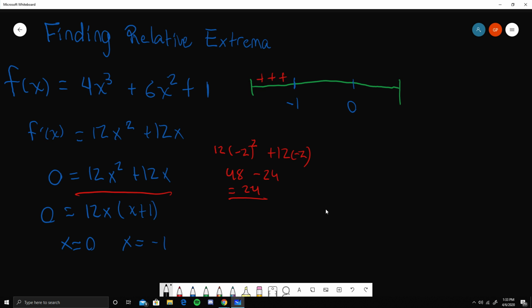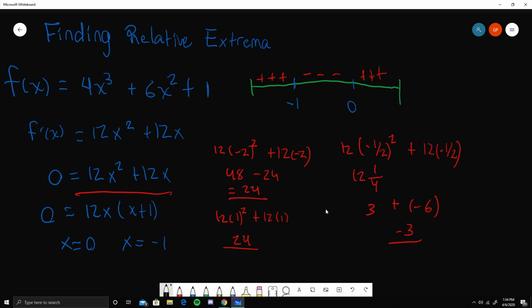Now I'm going to try a value after 0, so I'll use 1. If I plug in a 1, I get 24, which is also positive. Now I need to plug in a number in between negative 1 and 0, so I'm going to use negative 1/2. That's 12 times negative 1/2 squared plus 12 times negative 1/2. It's just 1/4 times 12, which is 3, plus negative 6, which equals negative 3. So the values in between negative 1 and 0 are negative.